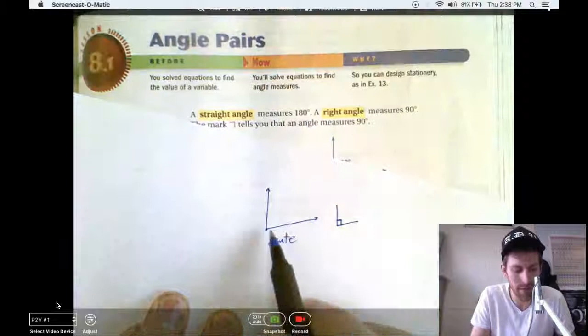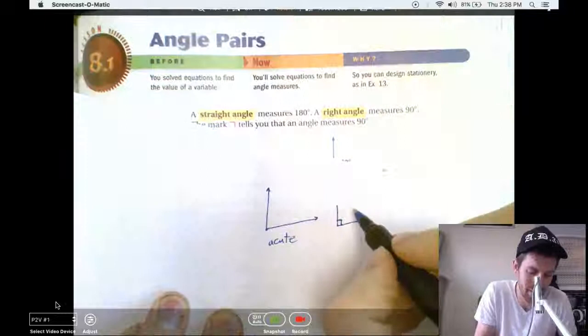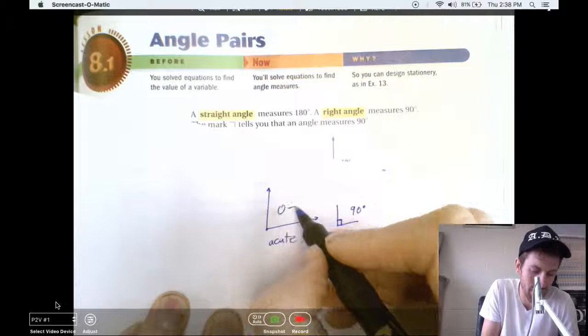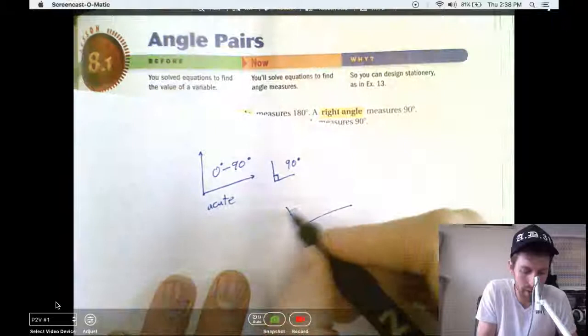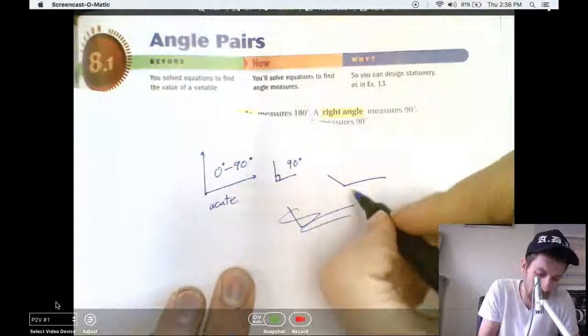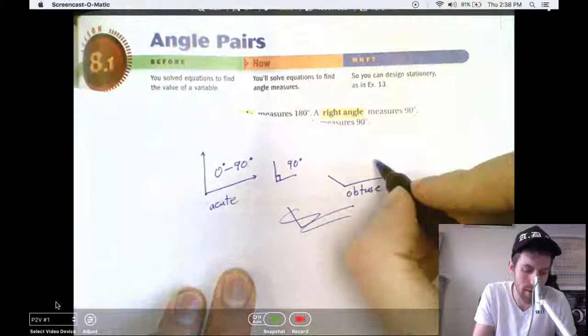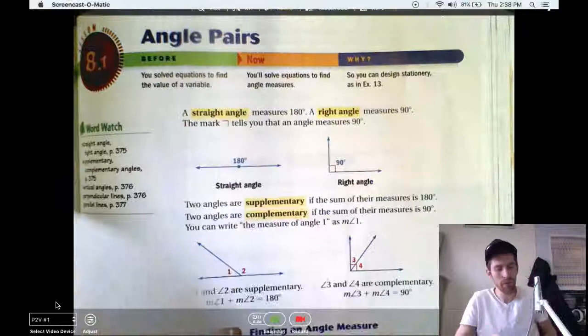So if this is an acute angle, what degrees could it possibly be? Well, it's got to be somewhere in between 0 to 90 degrees, right? And it's barely below 90 degrees, so maybe 80 degrees, right? And then what do we call a big angle like that? Obtuse, right? And that is greater than 90 degrees. Okay, so let's take a look at these terms here.